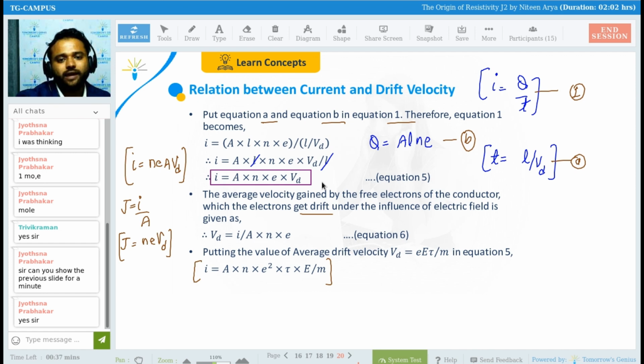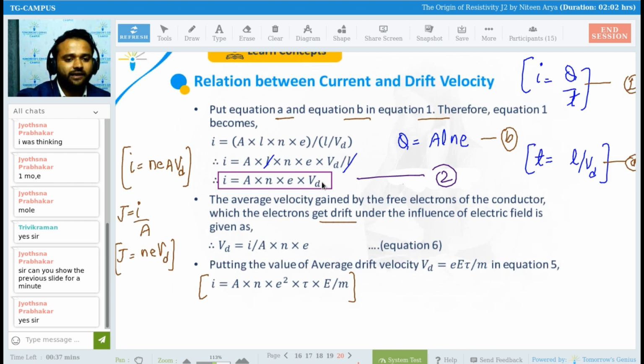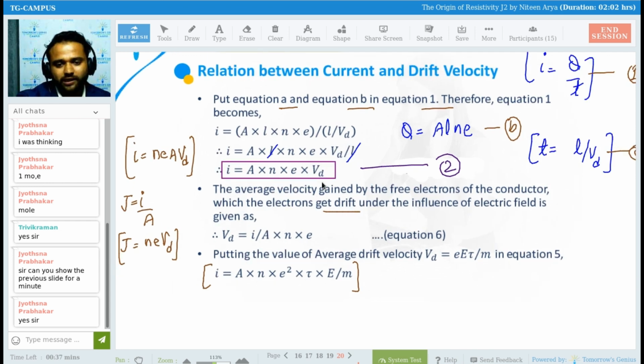So rearranging the terms, I equals neAVd, you're going to get it. This is the famous relation. Because we started from equation number 1 for this new concept, we can write this as our equation number 2, which is I equals neAVd. Then Vd equals I by nAe, and we know I by A is J, so J equals nevd. We can put the value of Vd also, and we put this as equation number 3.